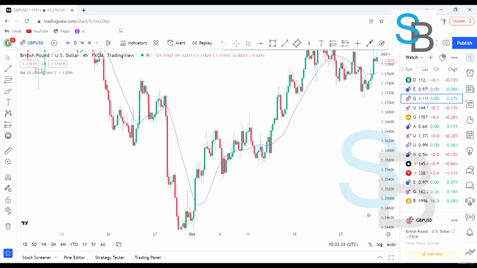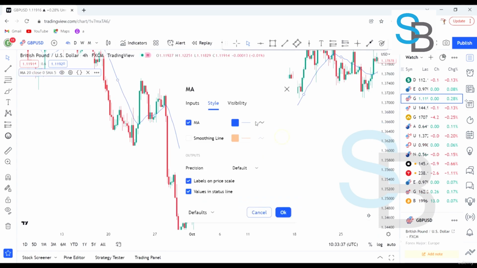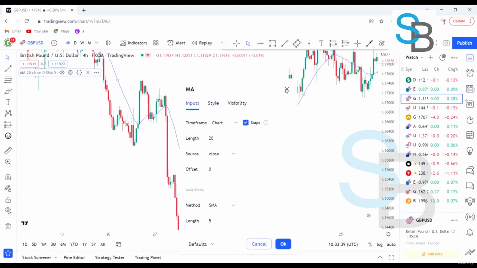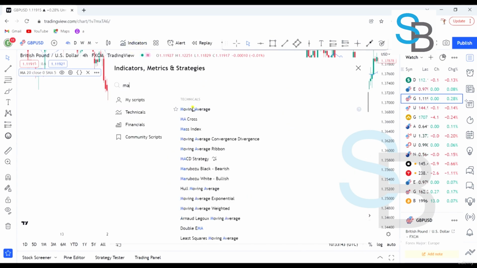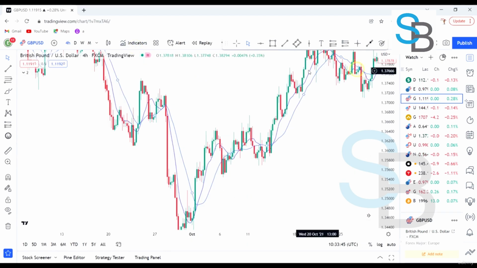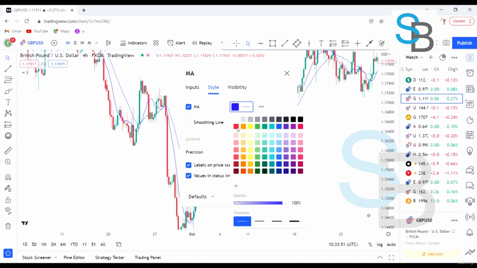Sorry, I just mistakenly deleted the moving average. So this is 50 period, I guess. Sorry, this is 20. So I'm just going to add the 50 period again. I'm going to edit the color.